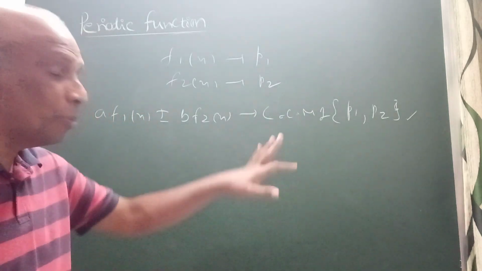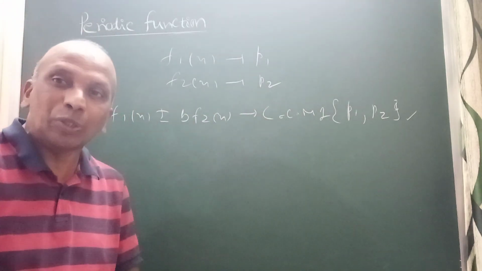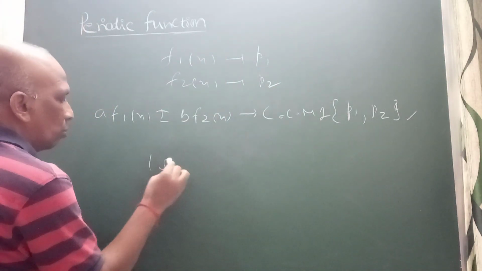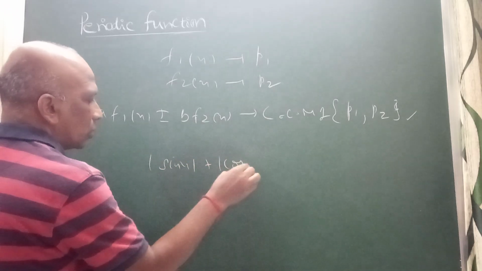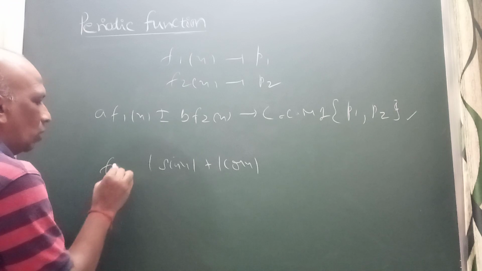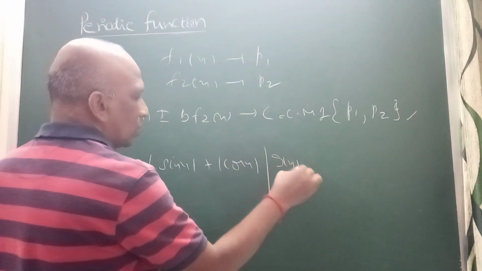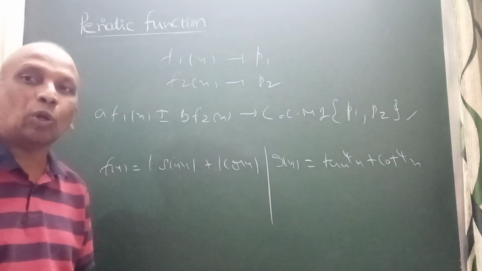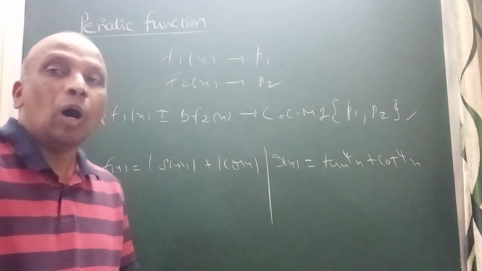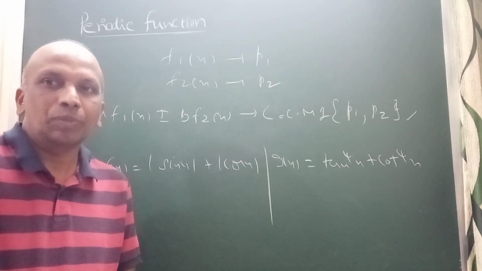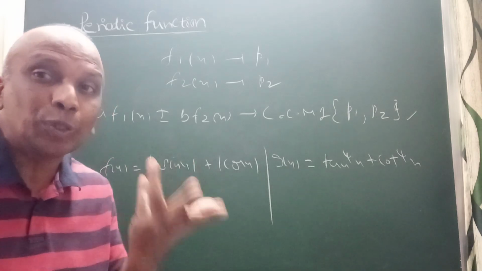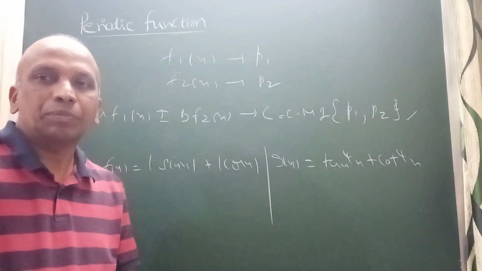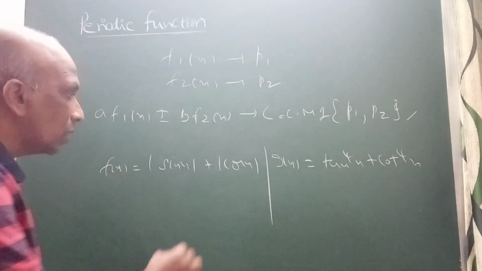Most of the time you can do that, but sometimes the rule may fail. In that case, for example, mod sin x plus mod cos x. This is one example. This is one function, f of x is equal to this, and g of x is equal to tan power 4x plus cot power 4x. Co-functions. If they are talking about co-functions, you should check the period: half of the LCM of the individual periods. We should verify that.